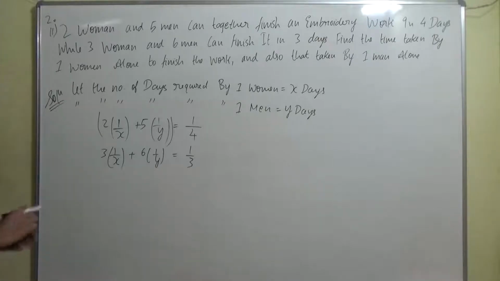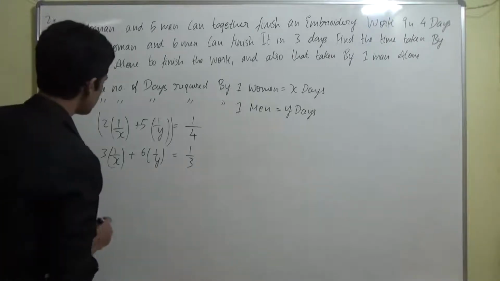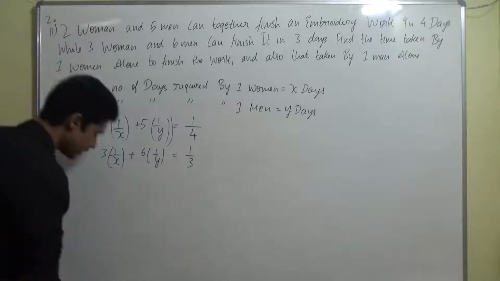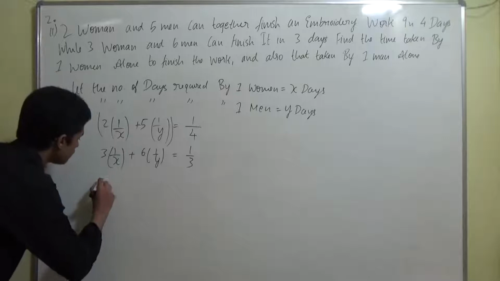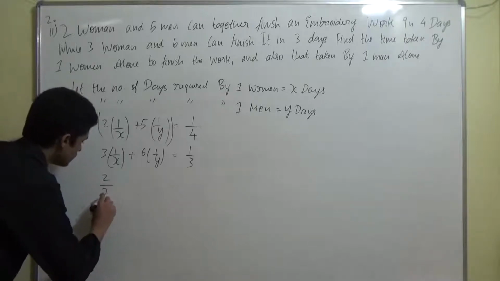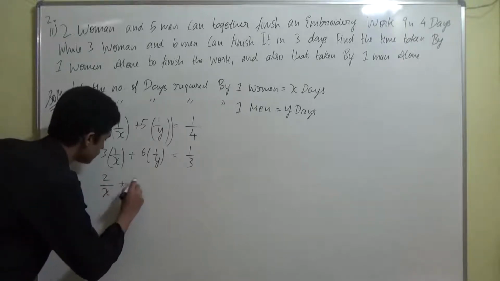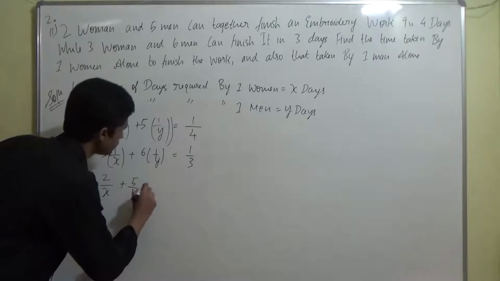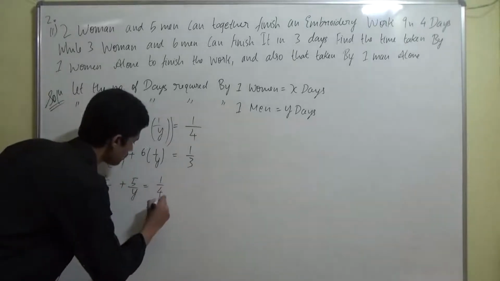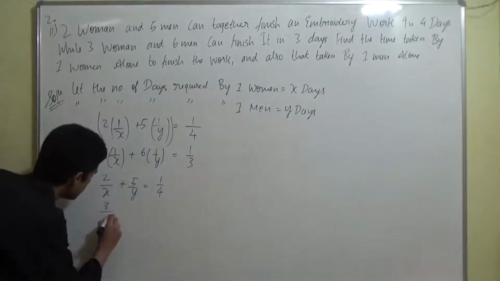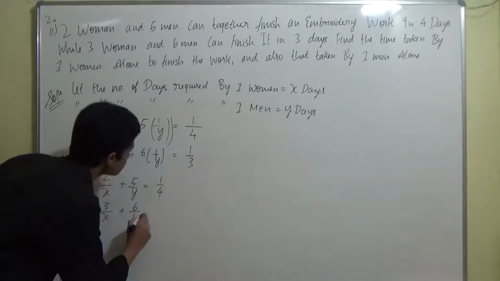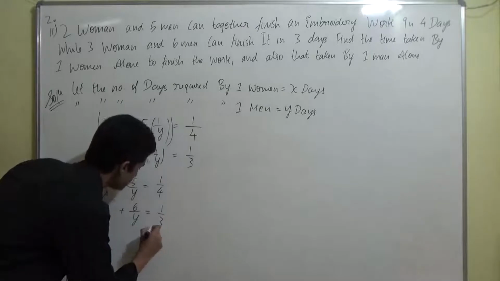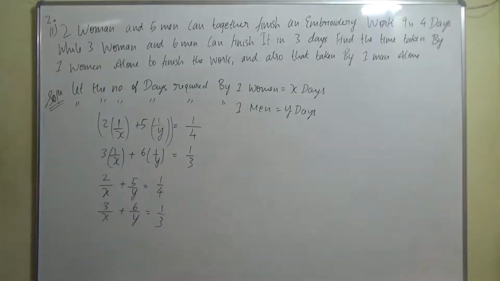Getting it? Okay guys, now let's go ahead. Now I'll expand this and write. I'll write it in the next step itself, after expanding a bit. Plus 5 by y equal to 1 by 4, and this one is like 3 by x plus 6 by y equal to 1 by 3. Now guys, now we'll do one method. Now we'll do the elimination method. What do you say?